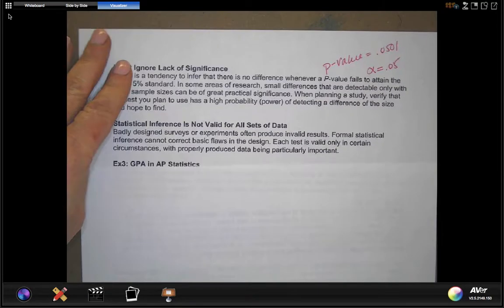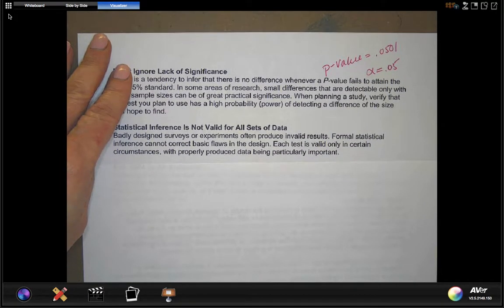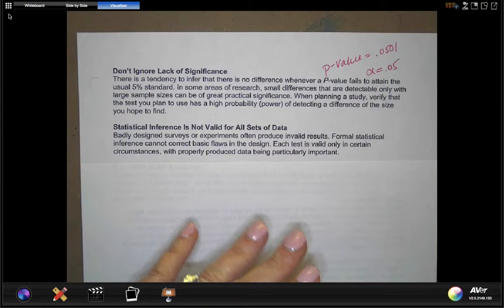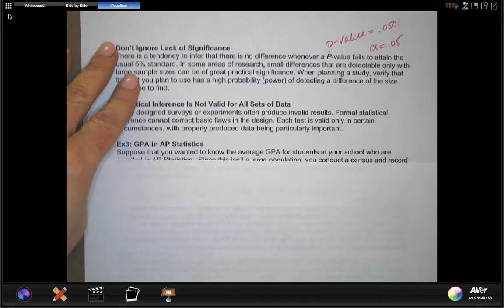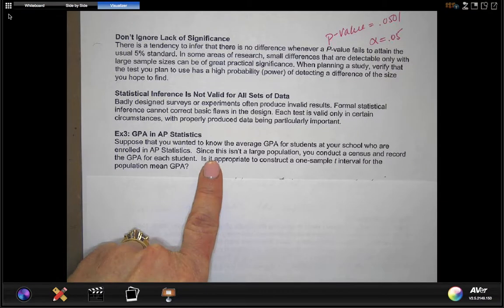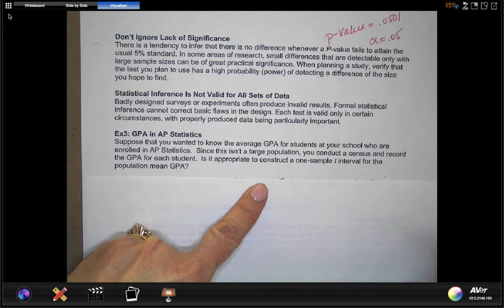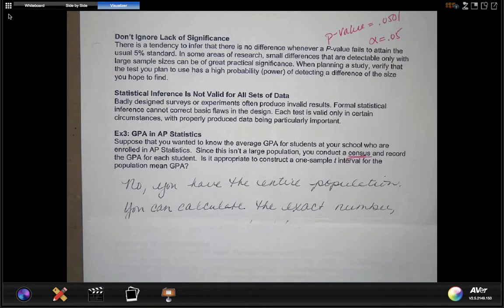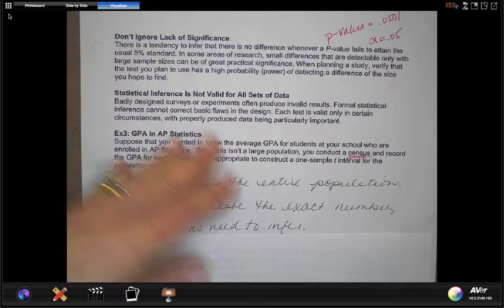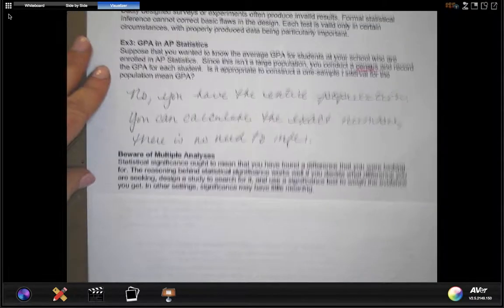Statistical inference is not valid for all sets of data. So when I do these 4 steps, I can't correct for errors in the data collection. So here's an example. I want to know the average GPA for students at my school who are enrolled in AP Statistics. So I just talk to everybody. I conduct a census. So is it appropriate to construct a one-sample t-interval for the population mean? No. I have the whole entire population. I can just find the actual number. I don't need to create a confidence interval. I know what the answer is. I don't need a range of values. I know the answer.